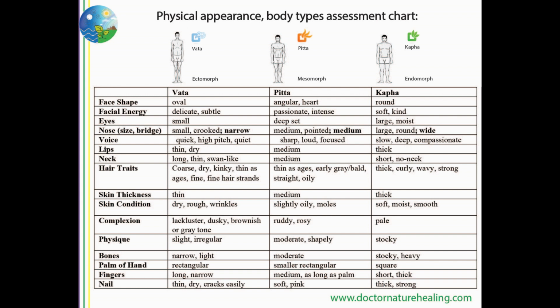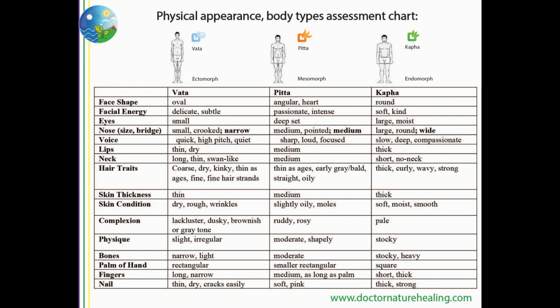Their facial energy would be intense and passionate. Their eyes would be deep-set. Nose would be medium and pointed. Nose bridge would be medium. So Pitta likes the medium sizes. Hair traits would be straight. It could be oily because another part of Pitta is oil. And oil is actually the type of energy that gives the Pitta its flowing qualities. Where Pitta flows into water and becomes water, it does that through oil. Pitta dosha would also be predisposed to early graying of the hair and early balding.